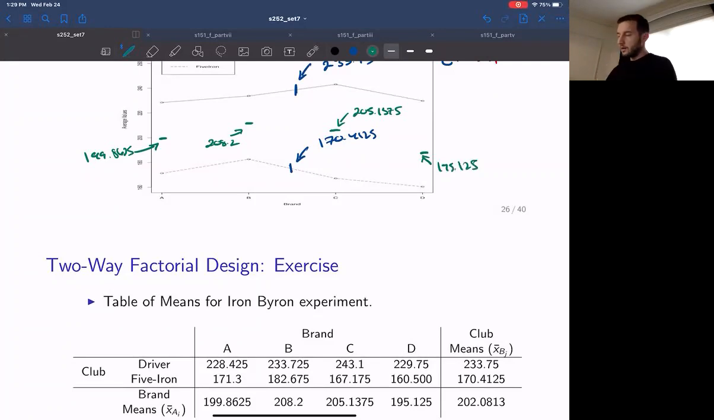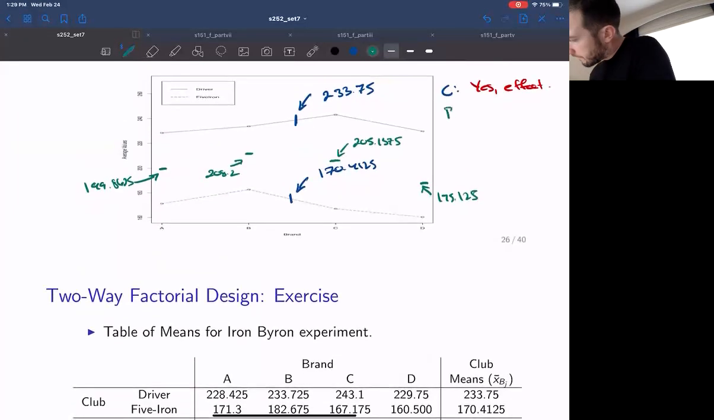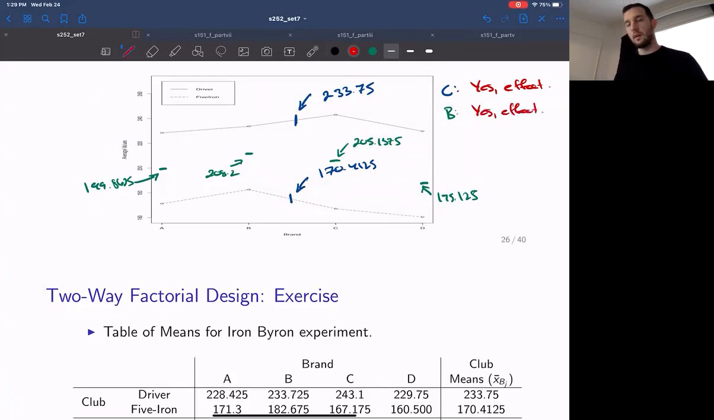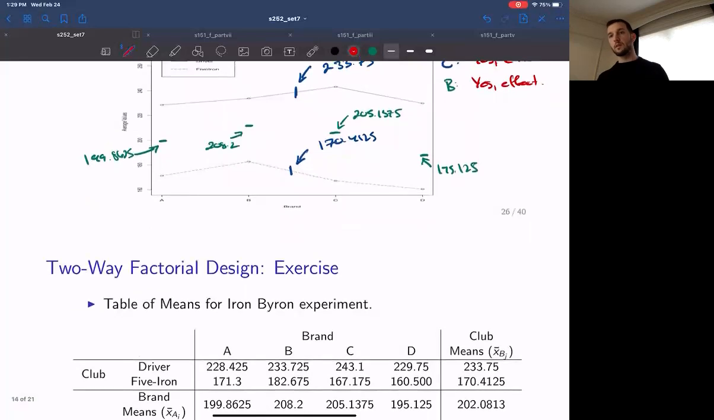Okay, now what we would say here for brand type, it's clear that the means are not identical, right? So we would probably say, yes, there is an effect present. But it's also clear that the differences the balls travel for each brand type are not significantly different. Well, I shouldn't say significant, but the actual differences themselves are not that great.